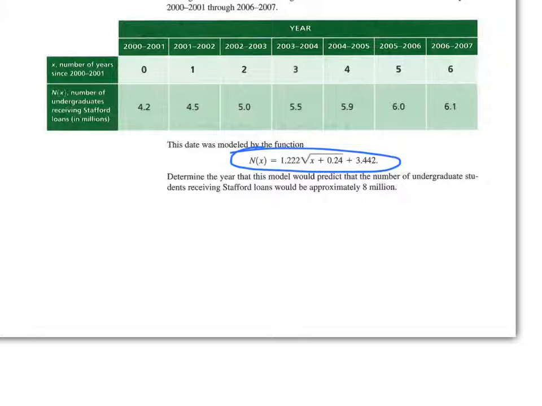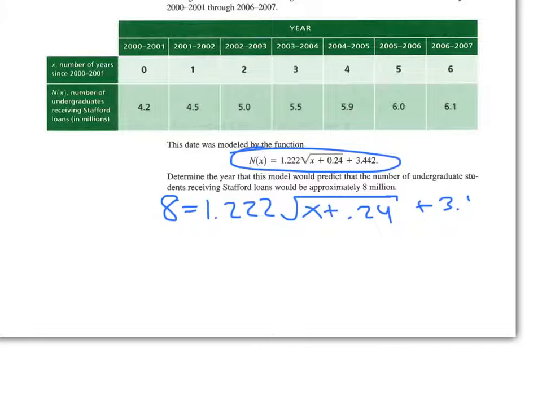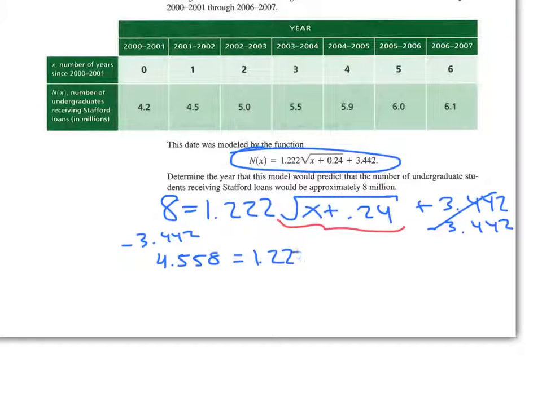So everything's in millions. So all I really need to do here is plug in an 8 for my n of x. And you see this fits in here because I'm trying to find x, so I'm eventually going to have to get that radical off. But my main goal first is to get my radical alone. Okay, so I've got to do a whole bunch of stuff first. The first thing I'm going to do is bring over this 3. So it's gone there, and I end up getting 4.558.